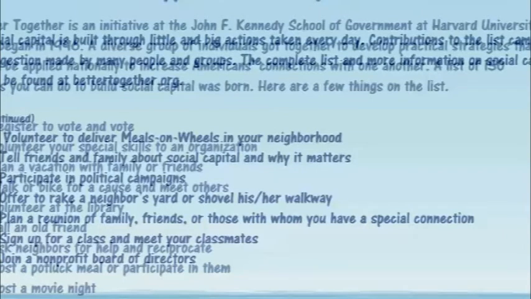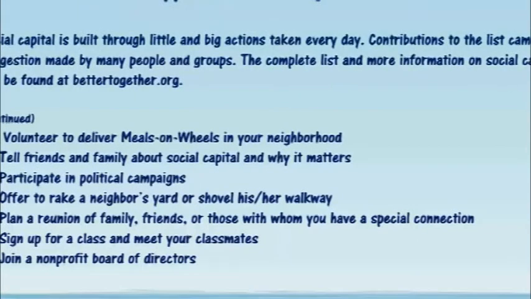Most of the items on the list involve nothing more than putting yourself out there. These are things anyone wanting to build social relationships can do. They encourage you to try some of them on your own, and then you can submit ideas to add to the list. And some more things that added to that list were volunteering to deliver Meals on Wheels in the neighborhood, talking to friends and family about social capital and why it matters, signing up for a class and meeting classmates, offering to do something for your neighbor like raking the yard or shoveling the driveway.